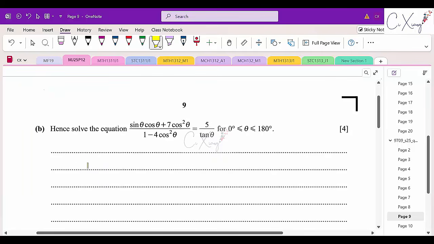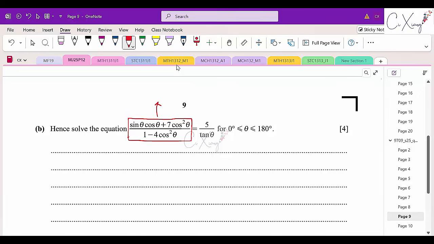Part B: hence solve the equation of this one equals to 5 over tangent theta for this range of theta. If you look at our question on top just now, for the first part, they want us to prove that this is the right-hand side of our equation in part A. And what is the left-hand side that we have? The left-hand side is this one, tangent theta plus 7 divided by tangent square minus 3.